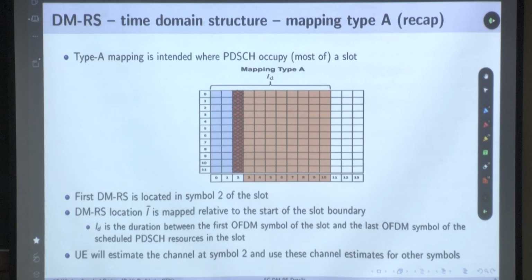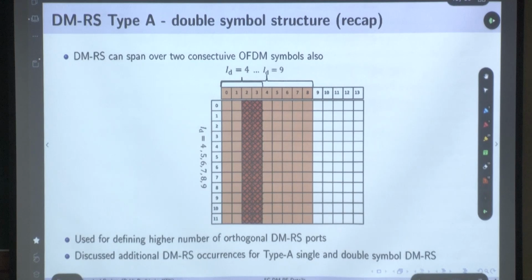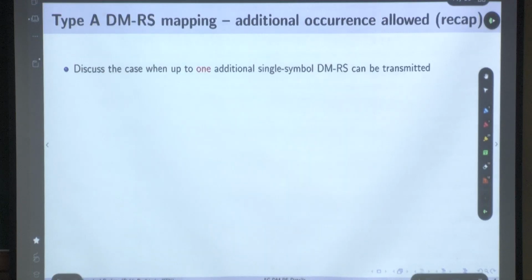But the standard provides us a lot of flexibility, and we saw the flexibility wherein DMRS can span over 2 consecutive symbols also. When you extend it over 2 symbols, it helps us in defining many more ports for the DMRS. So this 2-symbol definition is used for defining a higher number of orthogonal DMRS ports. And then we discussed the additional DMRS occurrences for type A single and double symbol DMRS. What were those cases?